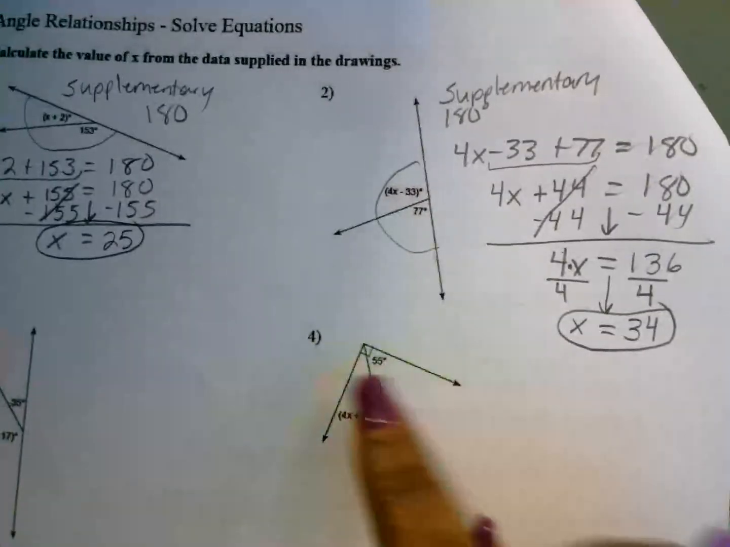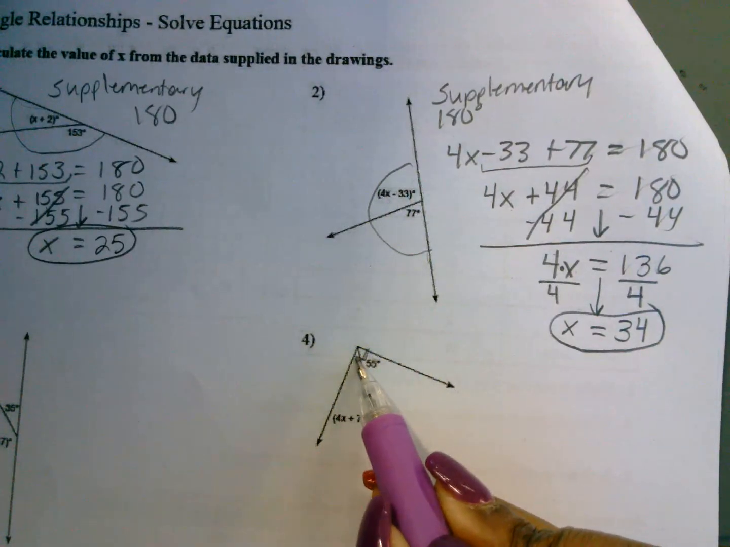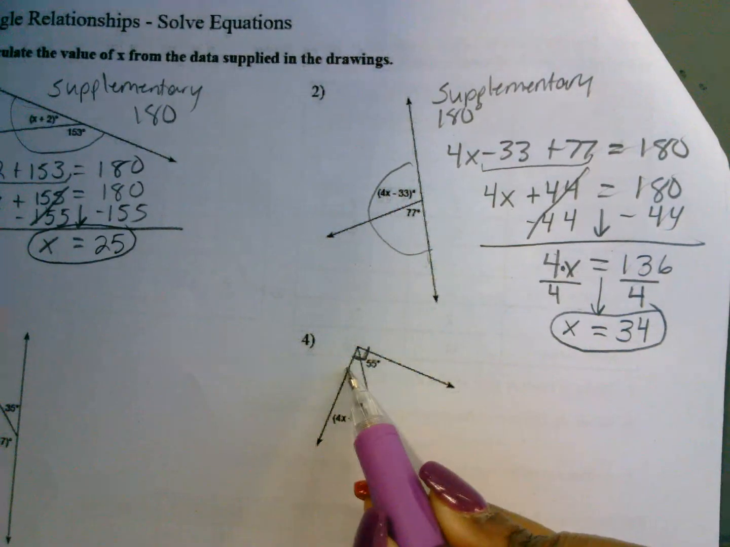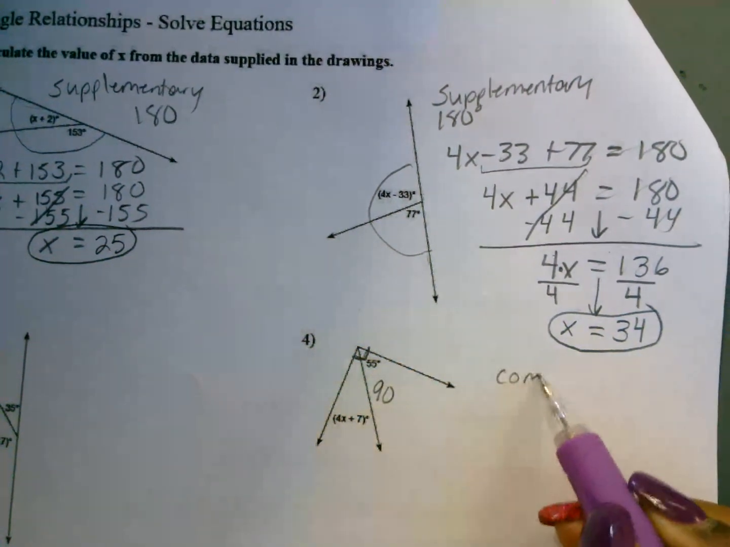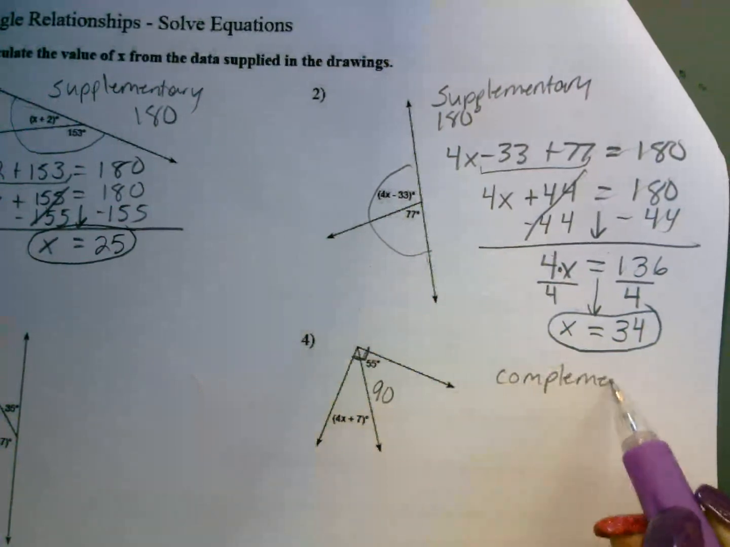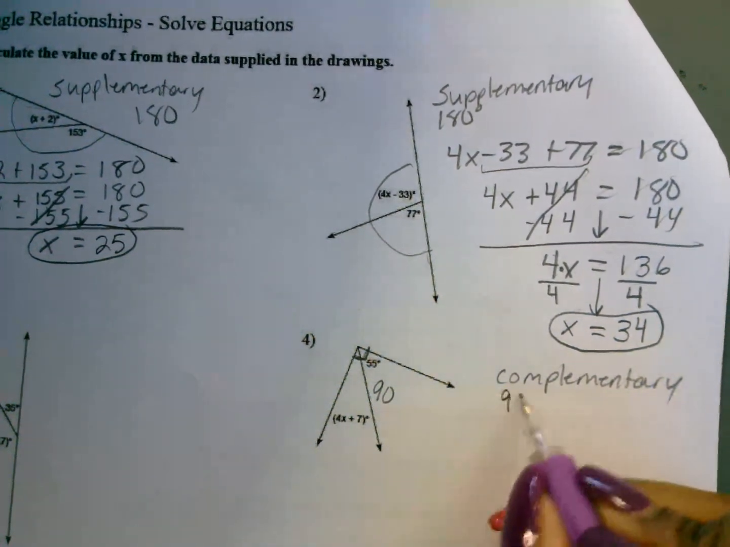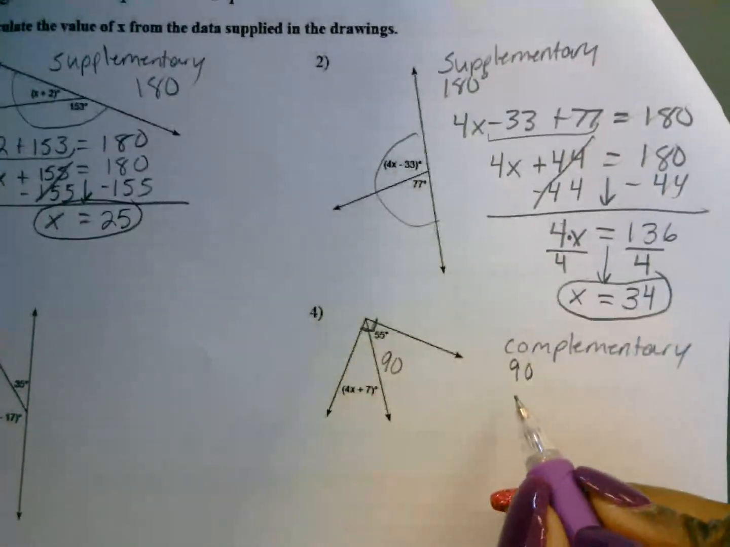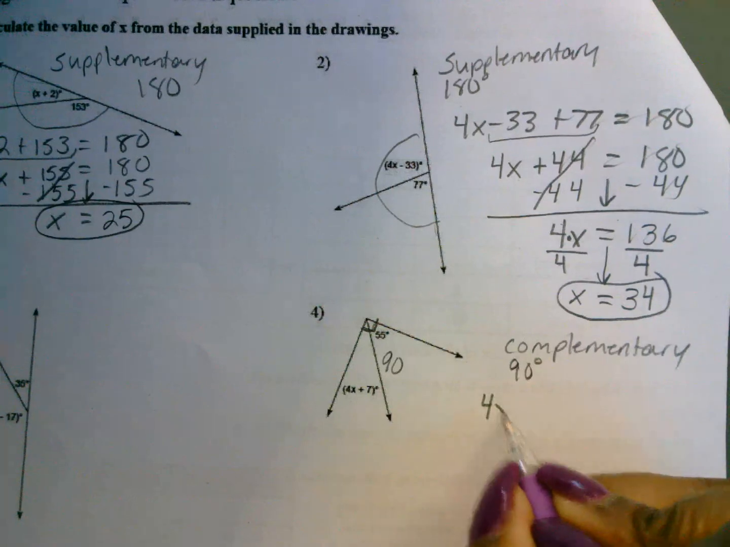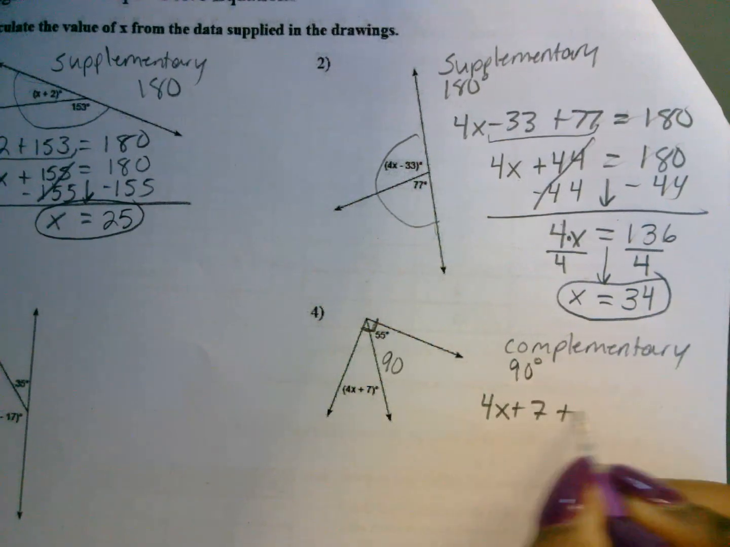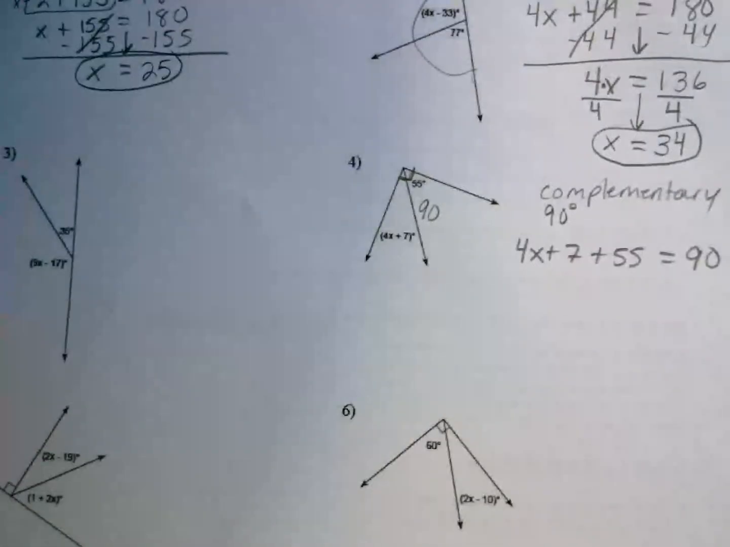Okay? Now we get to ones where the two angles added or combined, you see this little box? This is an indicator that these two angles add up to 90 degrees. That makes them complementary. That means you're going to add the two angles together and set it equal to 90 degrees. So we have the 4x plus 7 plus that 55. Both angles are equal to 90 degrees.